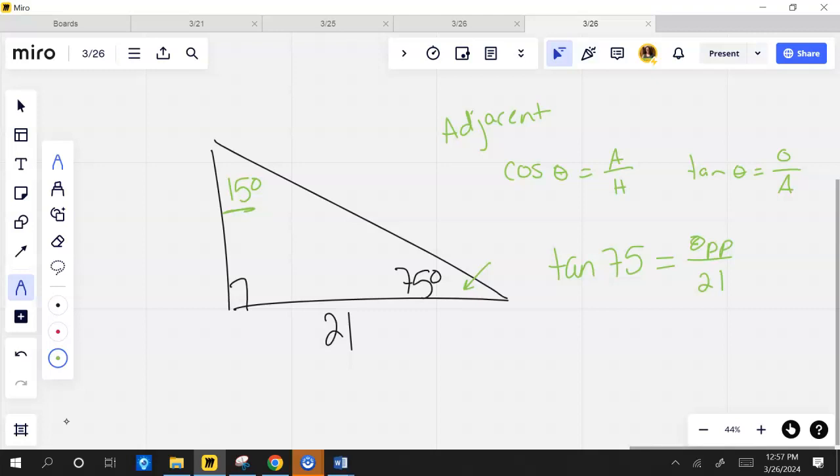Because it touches it, but it's not the hypotenuse. Opposite never touches, adjacent always touches.